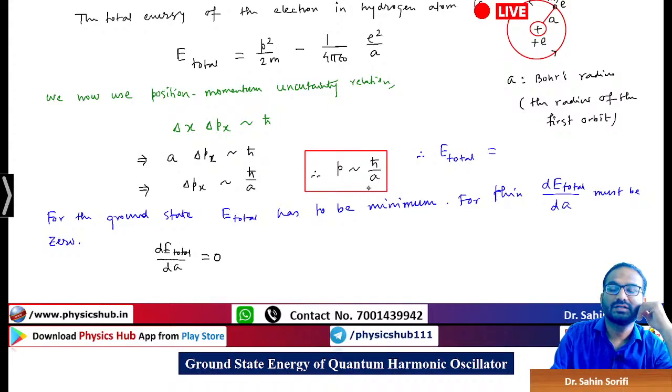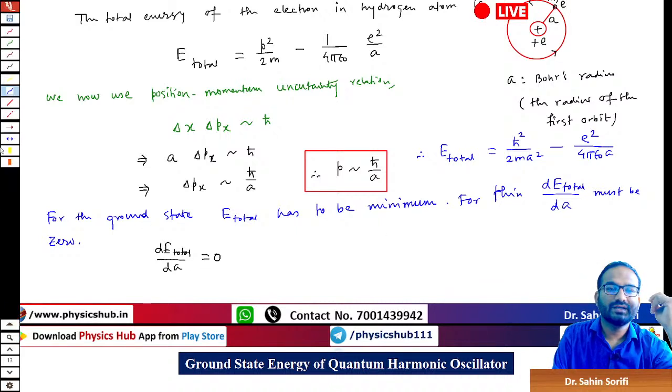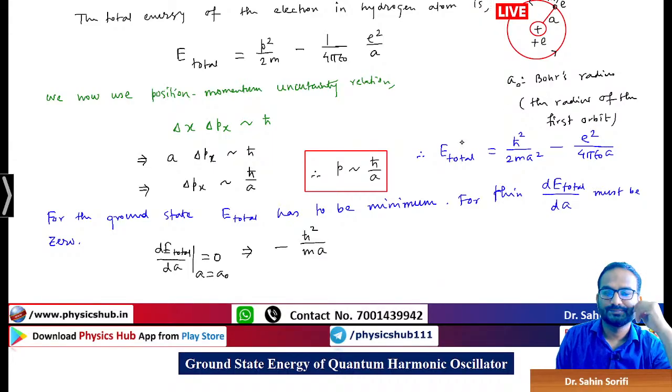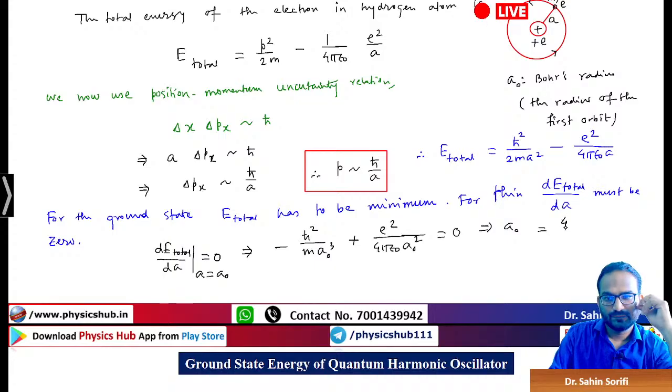So P square by 2m, with P equal to h cut by A, becomes h cut square by 2m A square, and this is e square by 4 pi epsilon naught A, right? So dE total by dA equal to 0 means minus h cut square by m A, let's say this will be 0 at A equal to A naught. A naught is the Bohr radius. So don't get confused with A and A naught. Basically they are the same for the ground state. So we are writing A naught plus e square by 4 pi epsilon naught A naught square. The minus is coming from the derivative, so it is absorbed. So this is equal to 0, and from this we can get the value of A naught to be 4 pi epsilon naught h cut square divided by m e square.